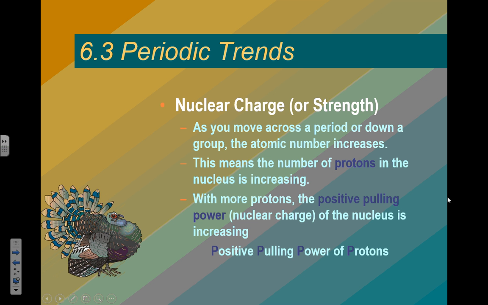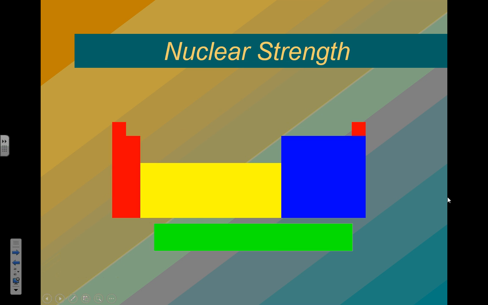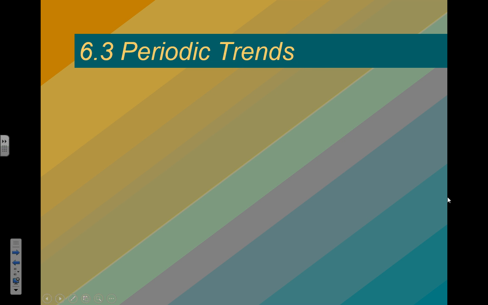So if you put it together, think of all P's here. Nuclear strength is related to the positive pulling power of the protons. And that's going to have a huge impact on a number of our trends that we look at. So that's what nuclear charge or nuclear strength is. So our fundamental pattern, across it increases and down it increases. So that would be our trends in nuclear strength. And that's because we have more protons as we go across and more protons as we go down.